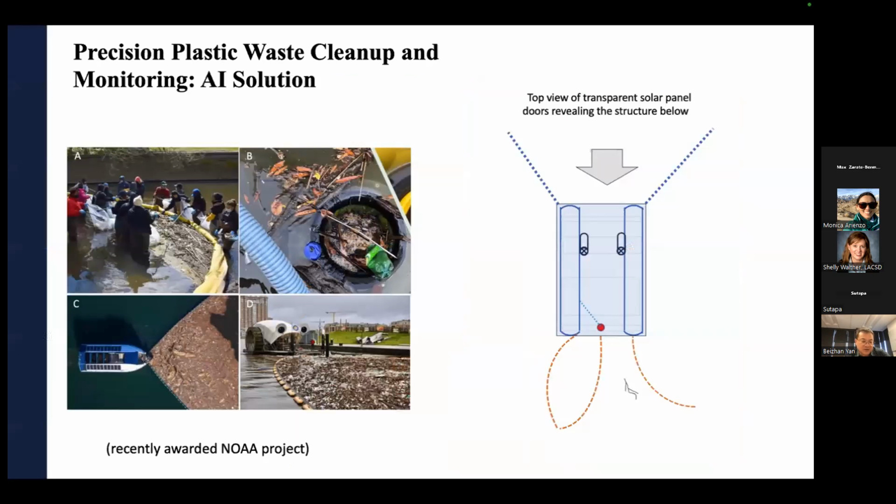We also just got news from NOAA that another proposal of ours was selected, using AI to precisely identify and collect plastic waste in rivers and along coastlines. You can see these figures here. For example, this is from the Bronx River. When they use a barrier, you can see a lot of grass and materials mixed in. You can also see the plastic, but the majority is actually natural debris. This also shows sea beans collected from other collectors.